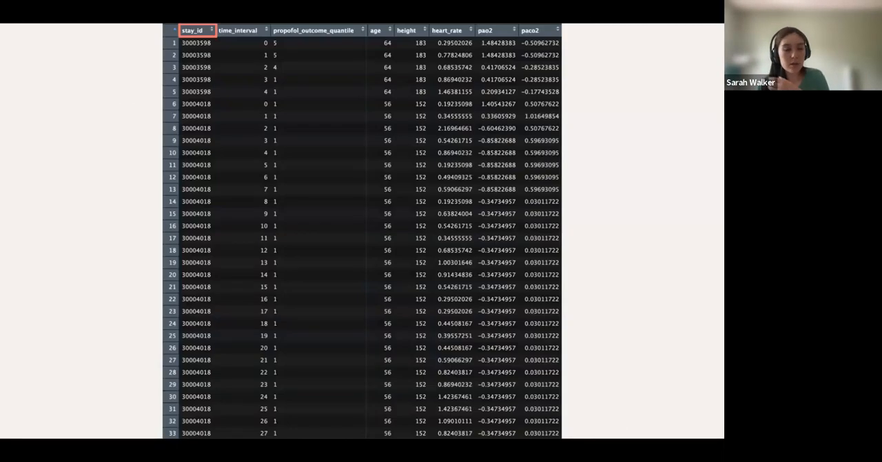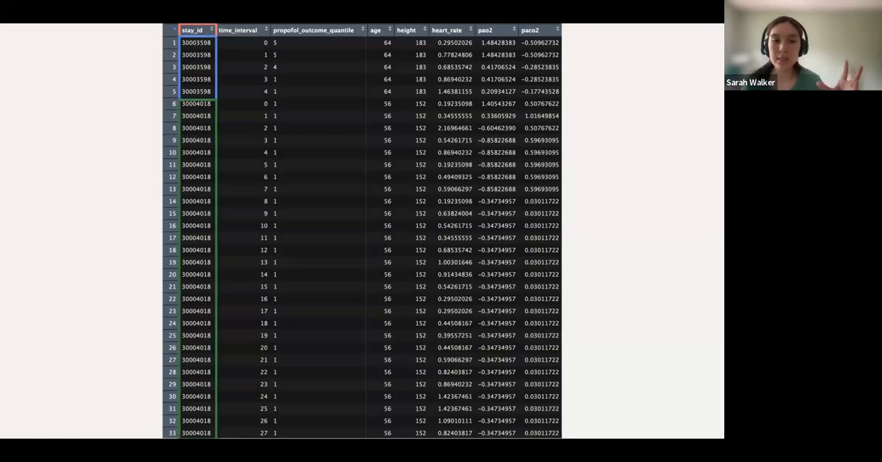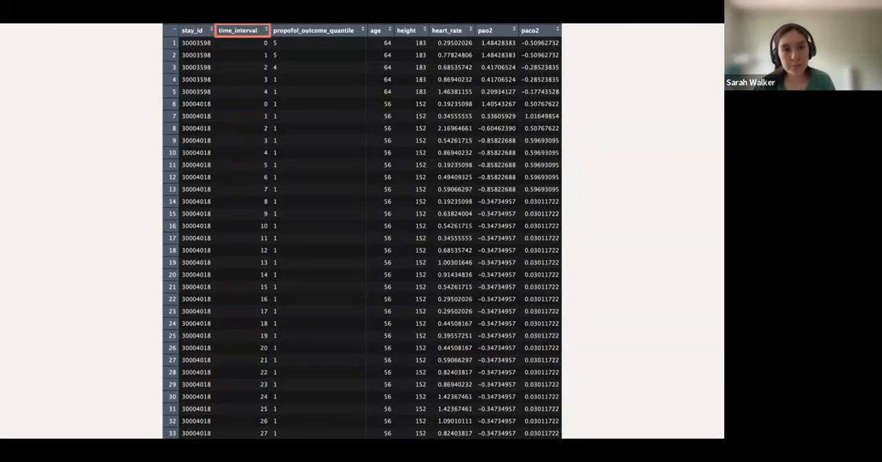So this is an example of some of the data that we have. So we have our stay ID. This is the patient stay. And in this example, we have 2 different patients. The first patient in blue has about 20 hours of receiving invasive ventilation, where the second patient has quite a few.